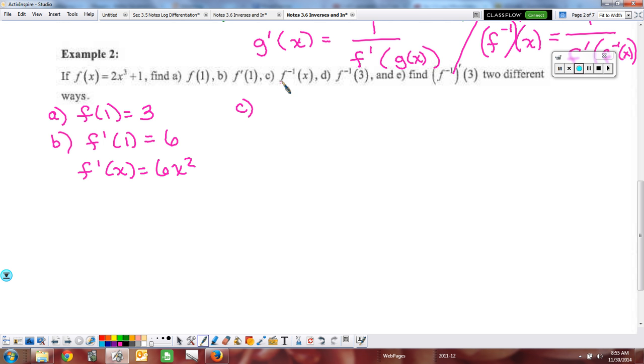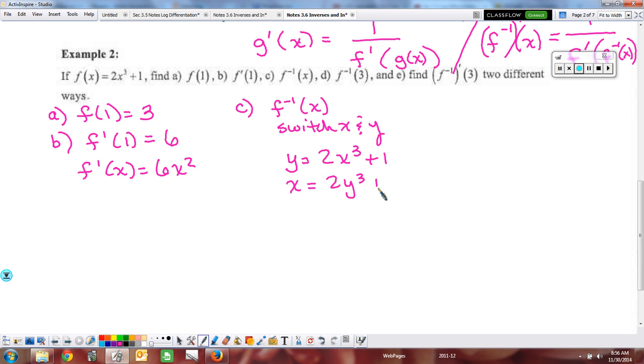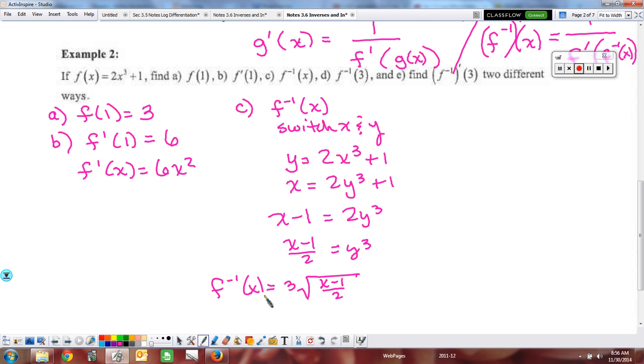I want to find the inverse of the function. So find f inverse of x. We're going to switch x and y. And this is more work than you would normally do; we're just doing all the parts to show you how it fits together. So I have y equals 2x cubed plus 1. Switch x and y: x equals 2y cubed plus 1. Subtract 1. Solving for y now, divide by 2. Take the cube root of both sides. And this is going to be my f inverse of x.